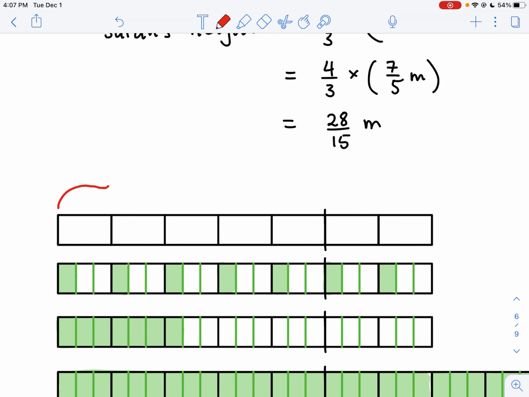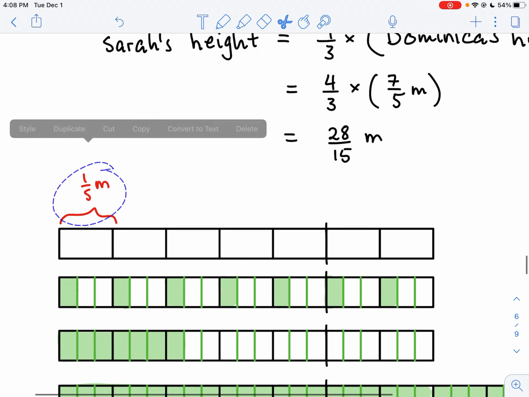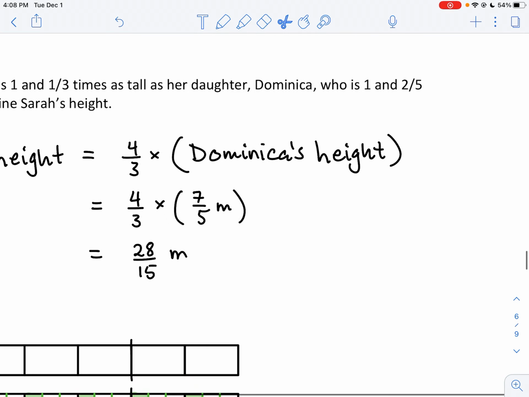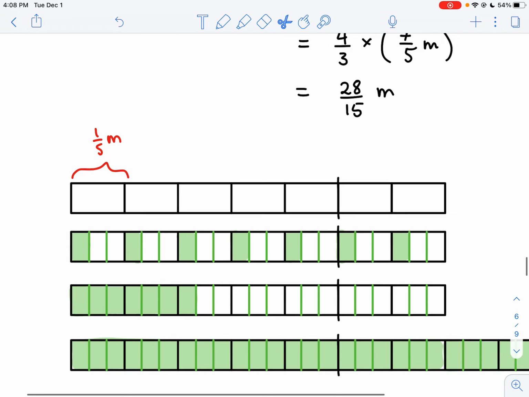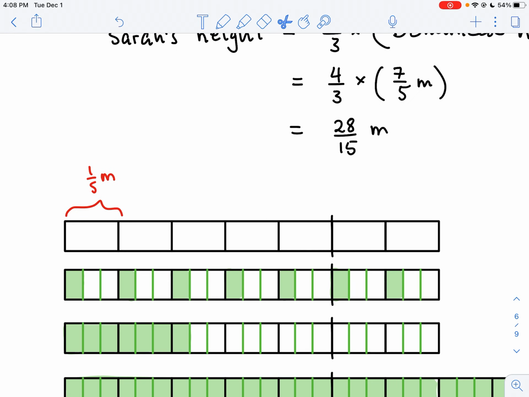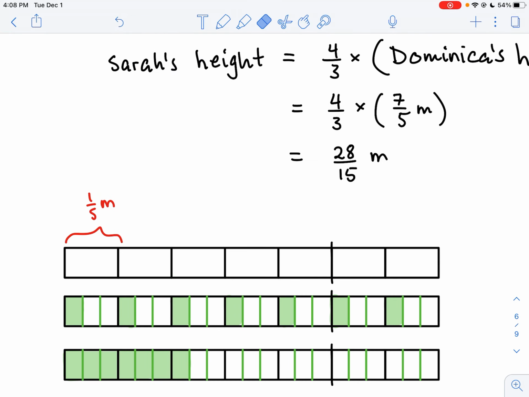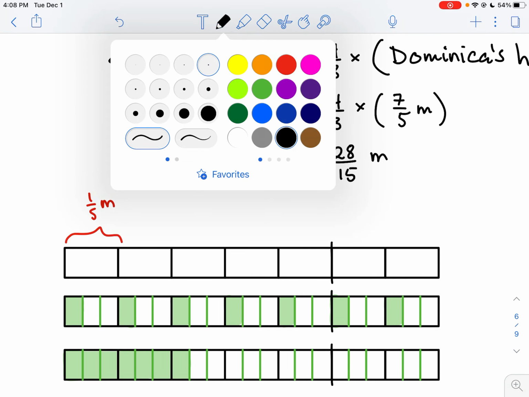7/5 meters. Okay, so in this diagram, let's be very clear about what we're seeing here. Each of these little boxes is 1/5 of a meter. We can see we have 7 of them: 1, 2, 3, 4, 5, 6, 7. So 5 of them make a whole meter. So we have 1 2/5 meters essentially, or 7/5 meters. That's how tall Dominica was. And I want to scale that by 4/3.